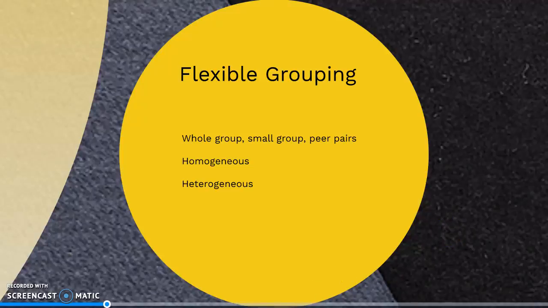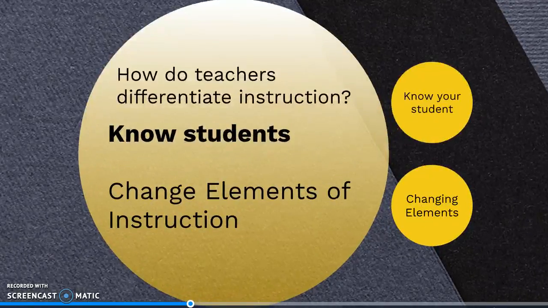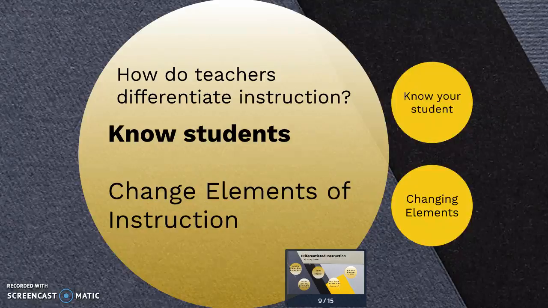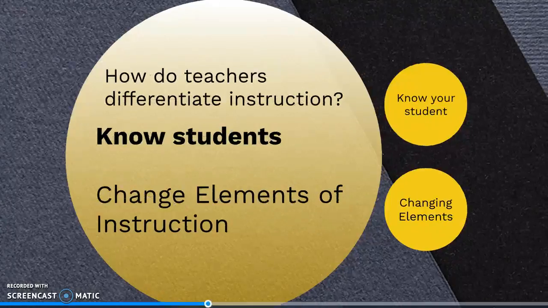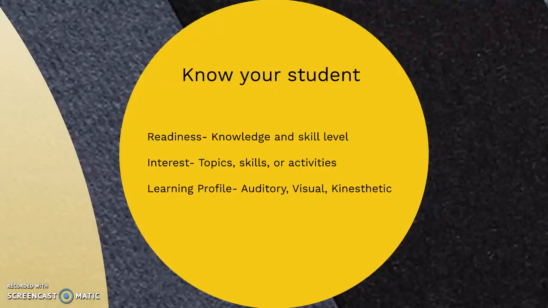So the next, we're going to talk about how do teachers differentiate instruction. Number one, I can't stress this enough, is know your students. You must know your students. So you're like, well, how do I know my students? How do I do this? There are three areas that you need to really get to know them in. It's readiness, interest, and learning.